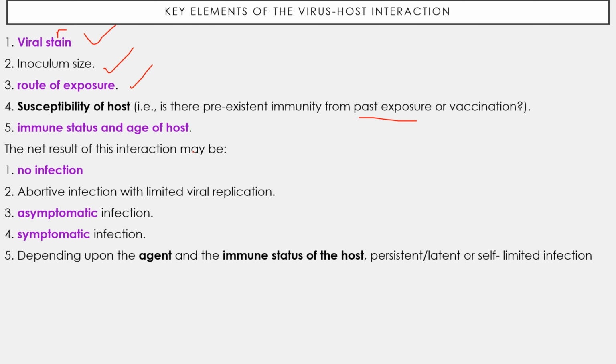Now, the net result, the interaction between host and virus, could lead to the following, class. No infection, abortive infection with limited viral replication, asymptomatic infection, symptomatic infection. Then, depending on the agent and the immune status of the host, there could be a persistent, latent, or self-limited infection.